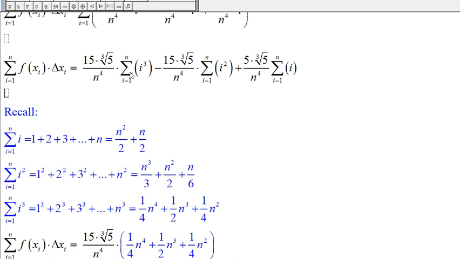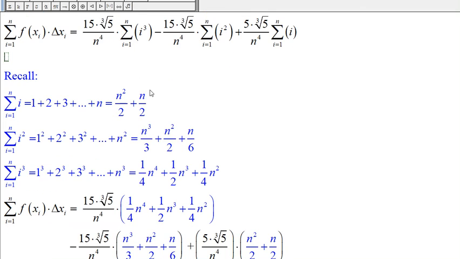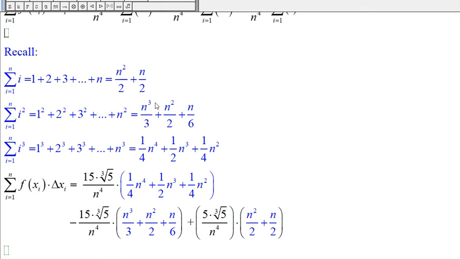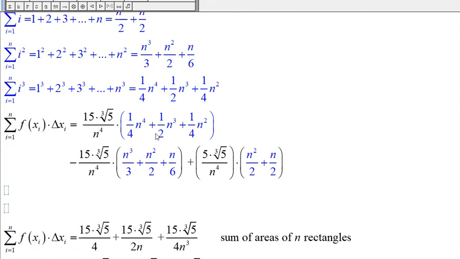And so in the place of summation of i to the third, we'll replace it with this. In the place of summation of i squared, we'll replace it with this. And then in the place of summation of i, we'll replace it with this. This is what we end up with. And now let's multiply everything out.